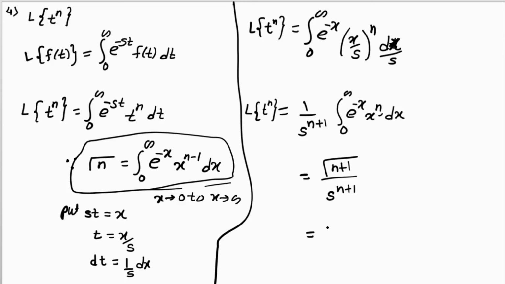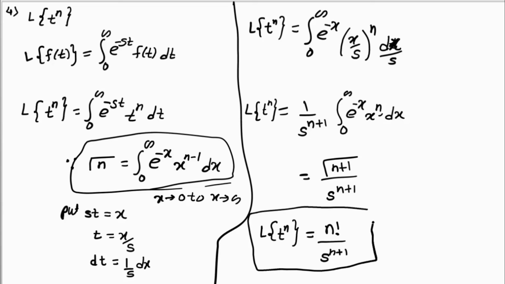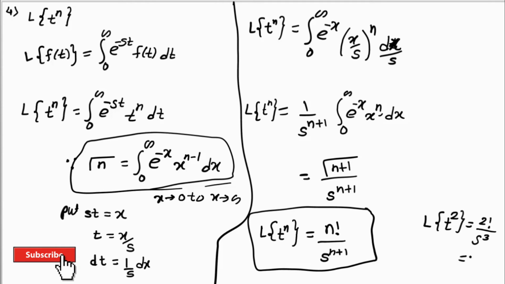And gamma n plus 1, by the property of gamma, is n factorial. Hence the Laplace transform of t raised to the power n is n factorial upon s raised to the power n plus 1. So in this way, you get the formula for t raised to the power n. Here, if we take n is 2, you will get Laplace of t squared is 2 factorial upon s raised to the power 3, that means 2 by s cube. Corresponding to n, you just put the value and you will get the answer. This is the most important formula in Laplace transform.